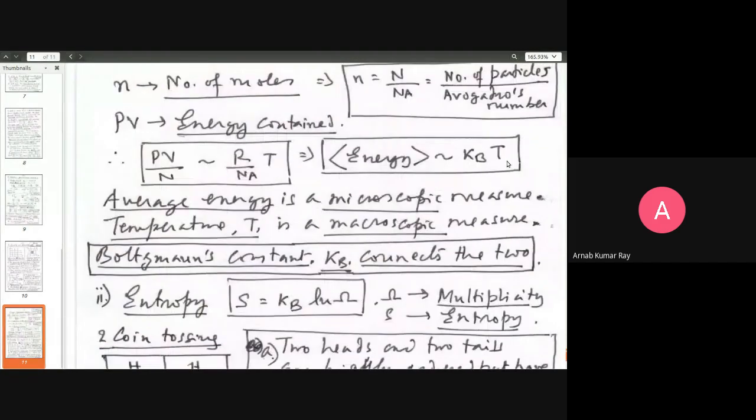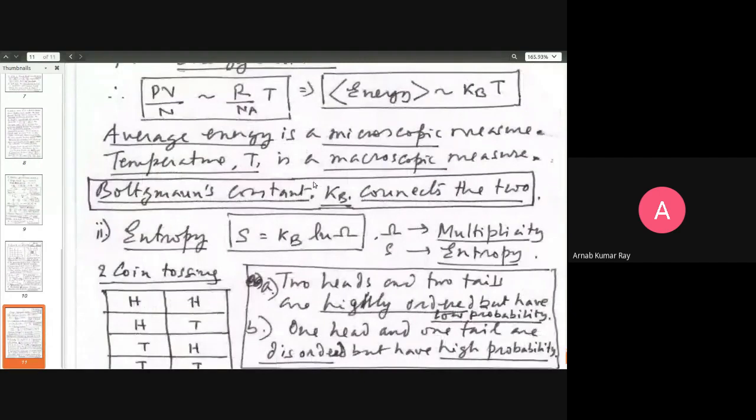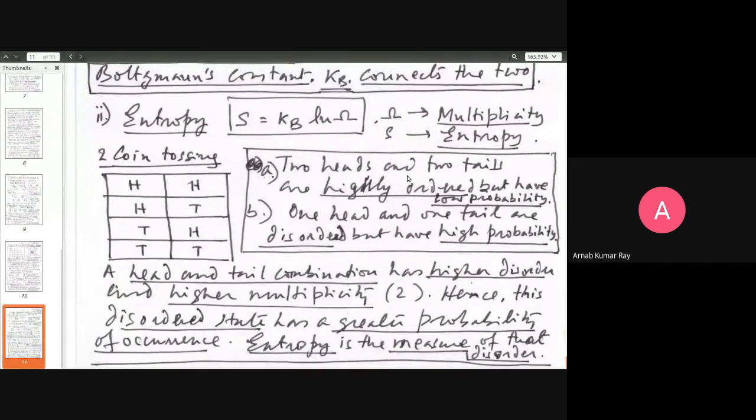No, something far more fundamental than that. So Boltzmann's constant connects the microscopic view of nature with the macroscopic view. Let us look at another concept of this thing, entropy. Let us see. Here is a formula. This formula was famously given by Boltzmann.